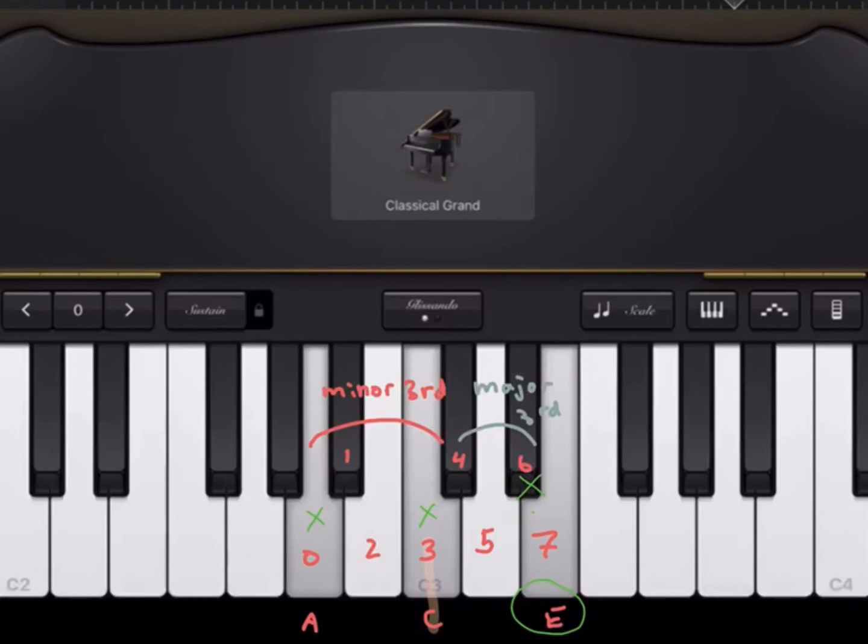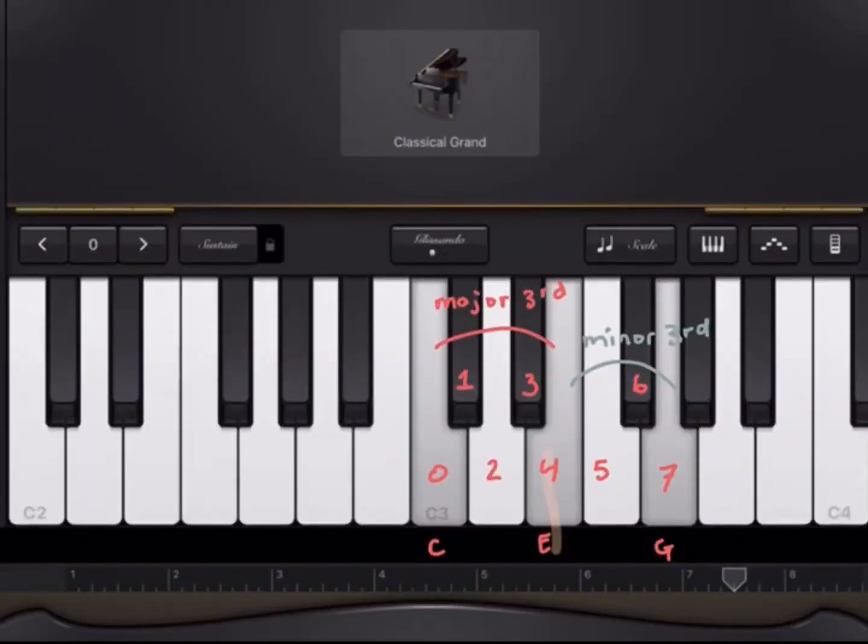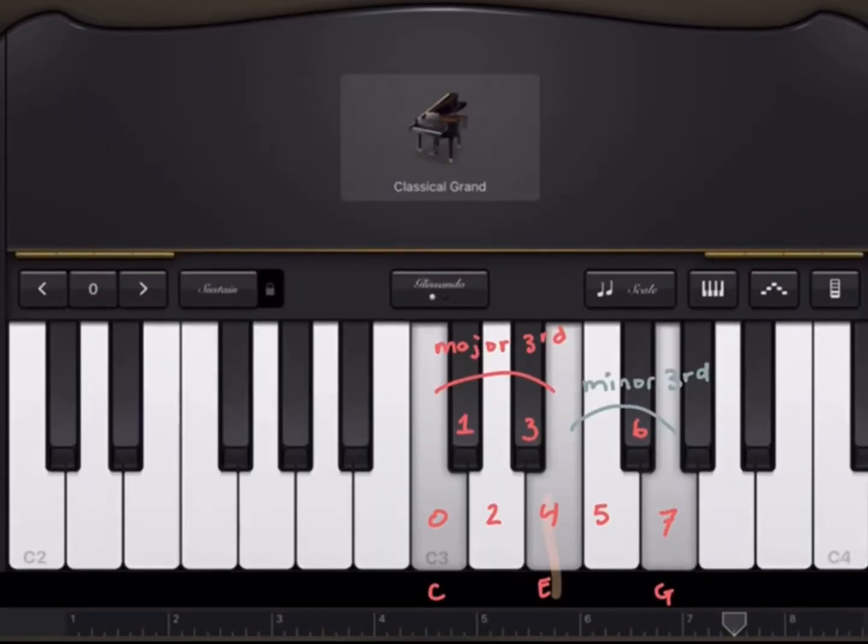So to create an augmented triad, we play a major triad and then raise the top note up by a semitone. This is just the opposite of what we have done to create a diminished triad. So now, instead of 7 semitones, we have 7 plus 1 semitone, which is 8 semitones separating the top and the bottom note. And this is called an augmented fifth.